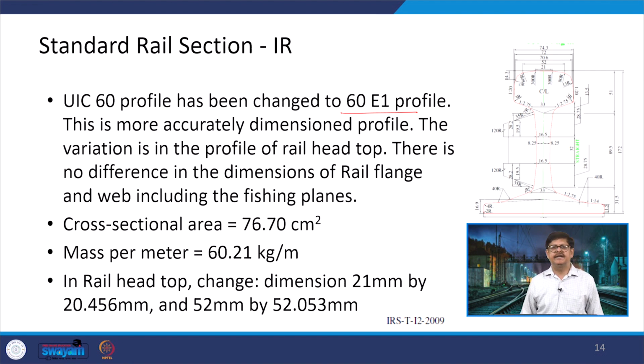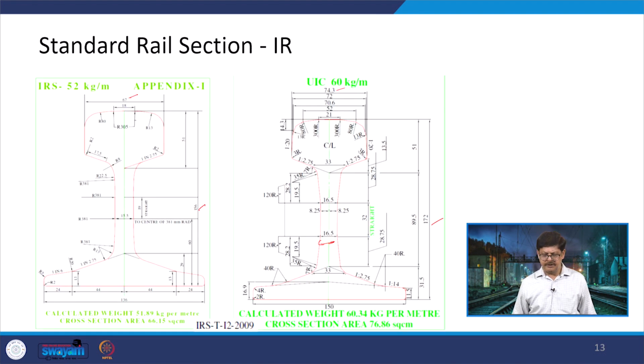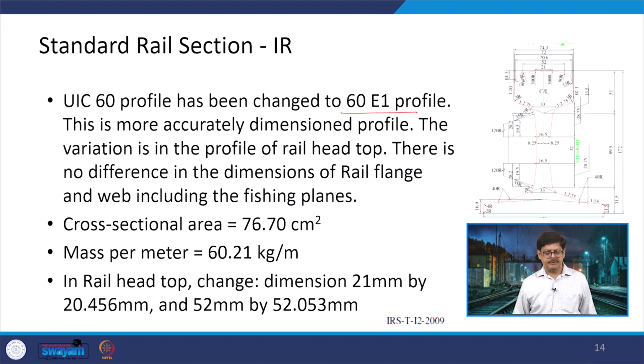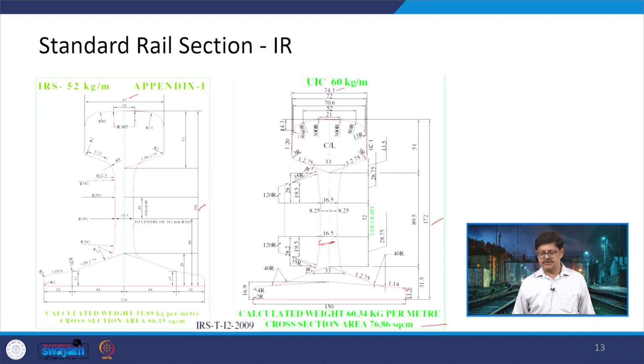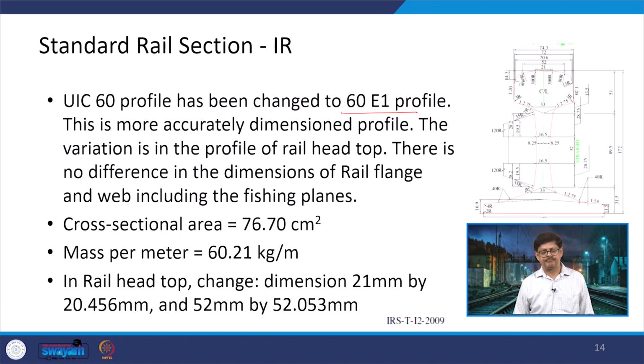The cross sectional area is 76.70 centimeter square. If you look at the previous one, it was 76.86 square centimeter. Then mass per meter is 60.21 kg per meter. In the previous one, it was 60.31 kg per meter. In the case of rail head top, the changes are in terms of the dimensions.